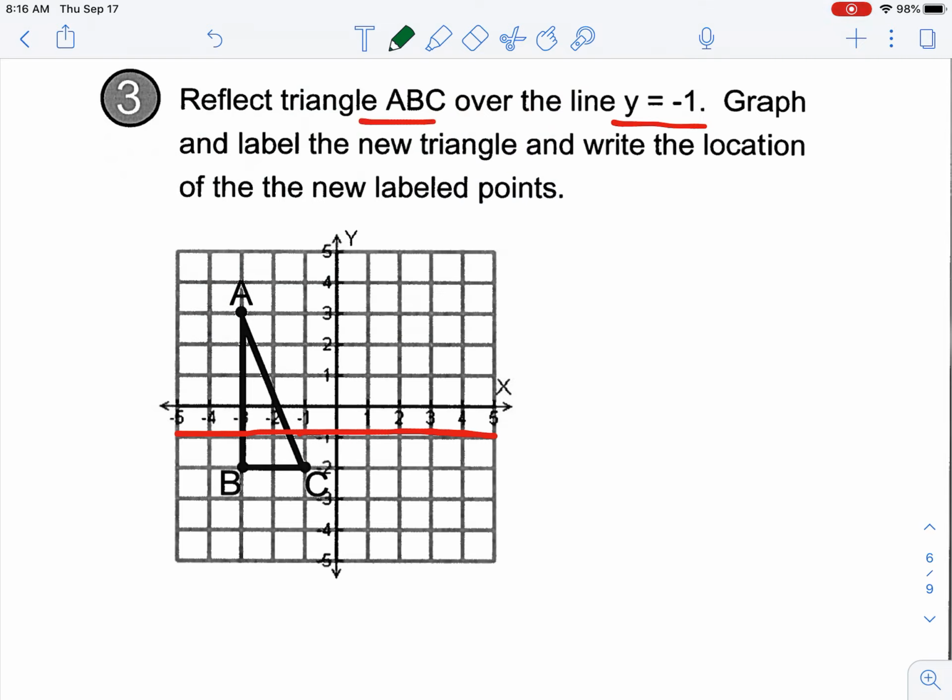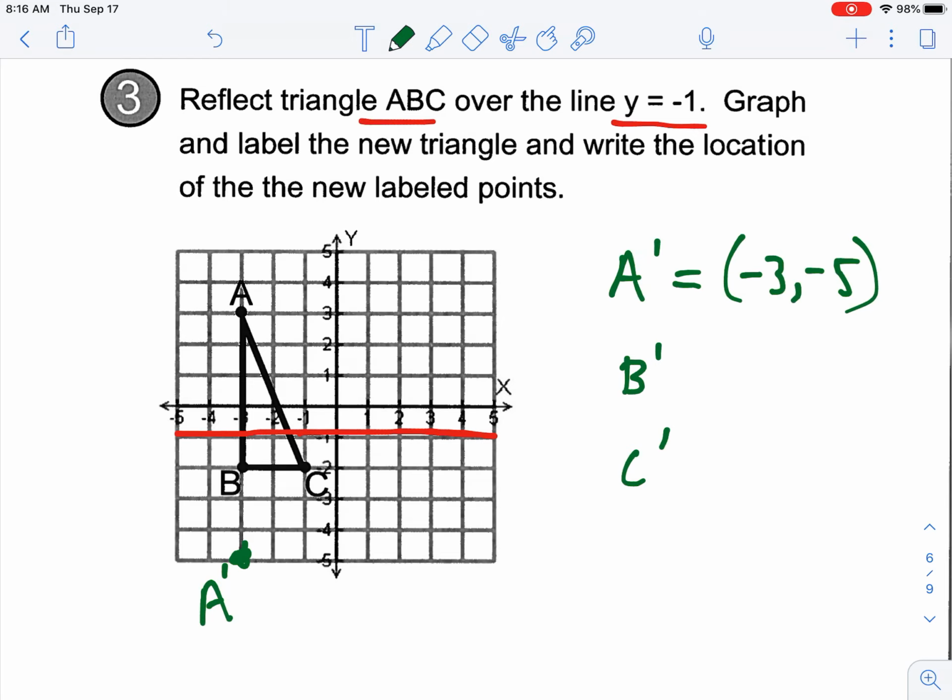A is above the line, so I'm going to count down to the red line: 1, 2, 3, 4. Now I'm going to count down below it 4: 1, 2, 3, 4. So A flipped from the top down here to the bottom. Remember, our goal is to list A prime, B prime, and C prime. If I list A prime, I would have to go left 3 and down 5. Left 3 is negative, down 5 is negative.